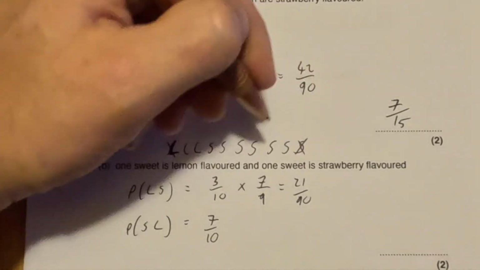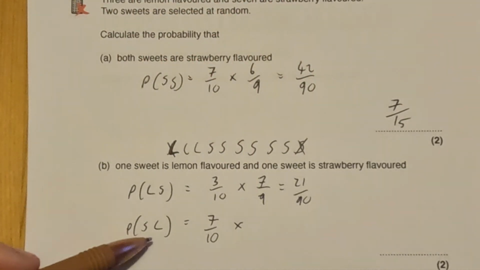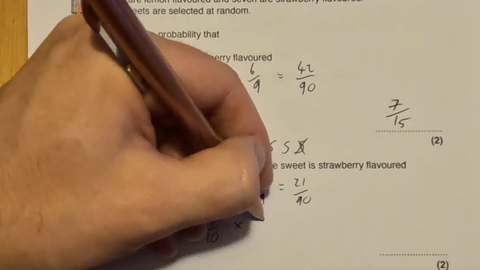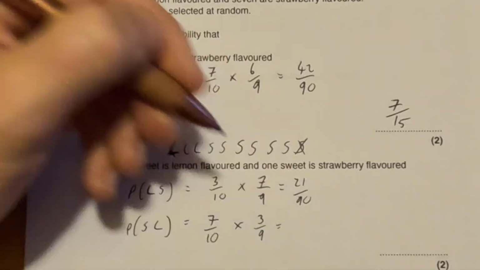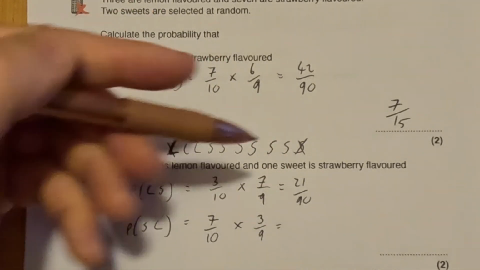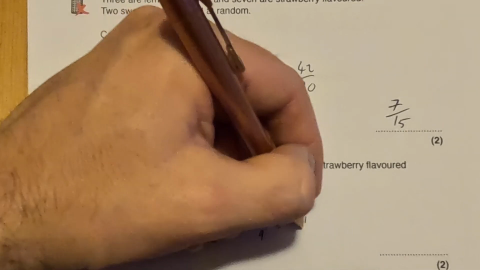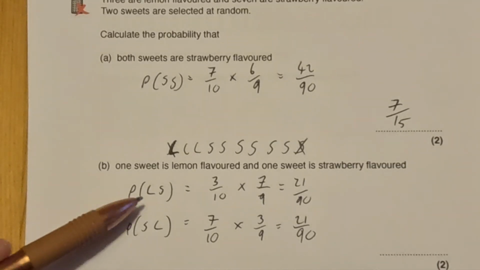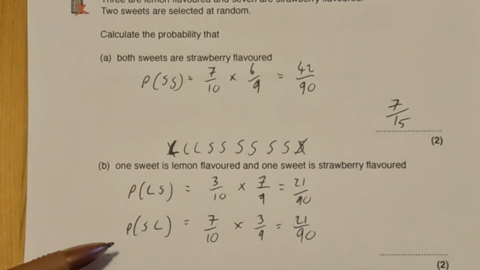Then if that sweet's taken out, in terms of the second sweet being a lemon sweet, there's now 3 out of 9. So the probability of the second sweet being a lemon sweet would be 3/9. And then if we multiply them together, 7 times 3 is 21, and 10 times 9 is 90. So that's fantastic. We now know the probability of getting a lemon sweet and then a strawberry sweet. And we also know the probability of getting a strawberry sweet and then a lemon sweet.